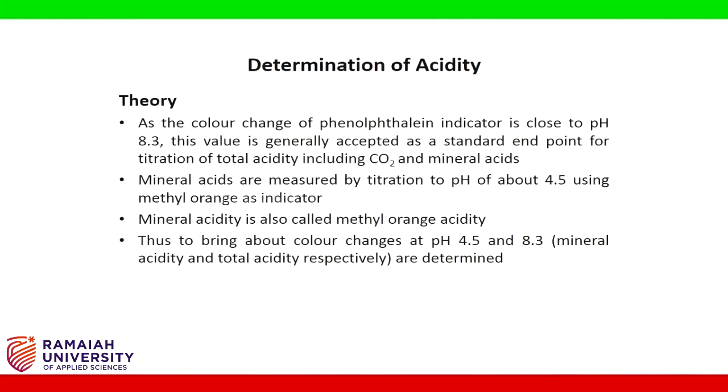As the color change of phenolphthalein indicator is close to pH 8.3, this value is generally accepted as a standard endpoint for titration of total acidity including carbon dioxide and mineral acids. Mineral acids are measured by titration to pH of about 4.5 using methyl orange as indicator. Mineral acidity is also called methyl orange acidity. Thus, to bring about color changes at pH 4.5 and 8.3, usually mineral acidity and total acidity respectively are determined.